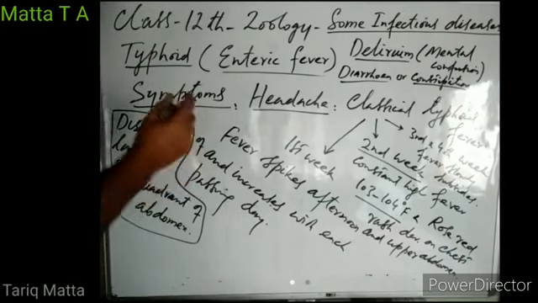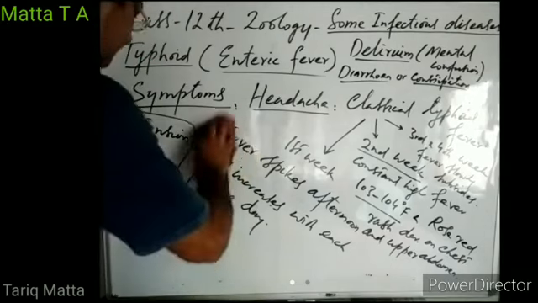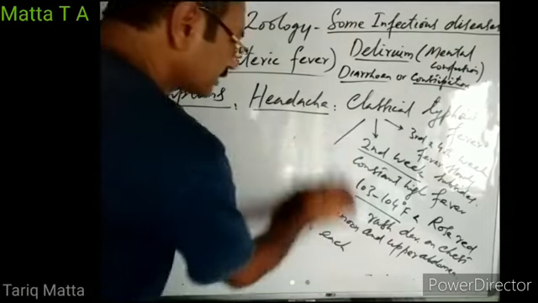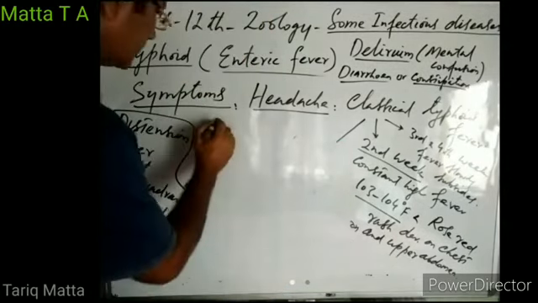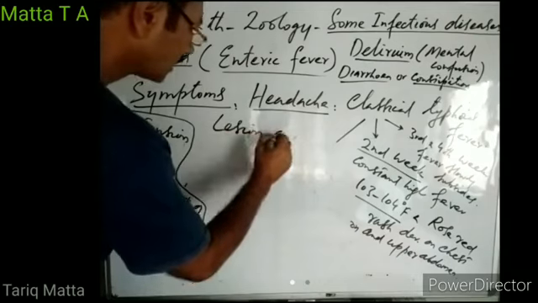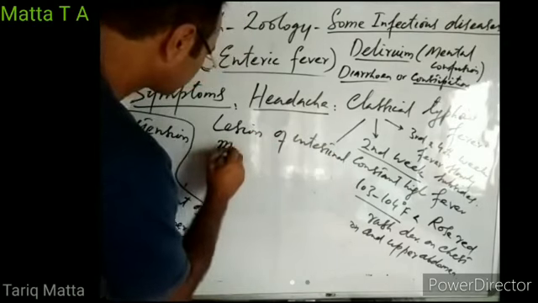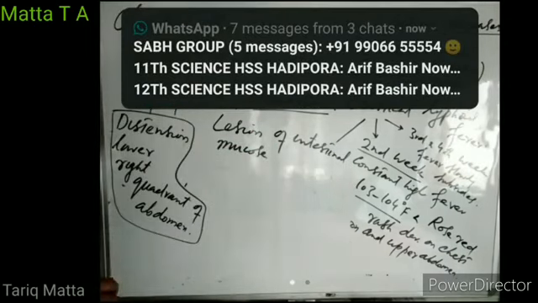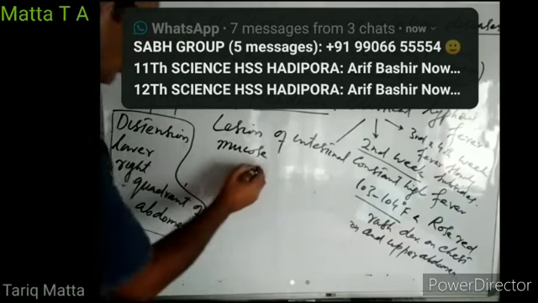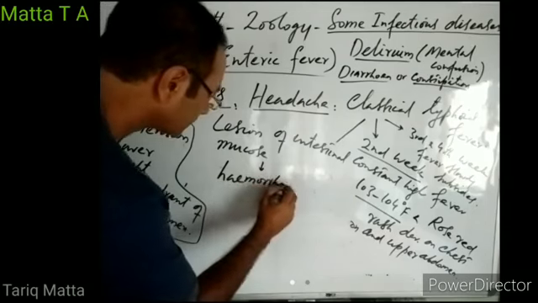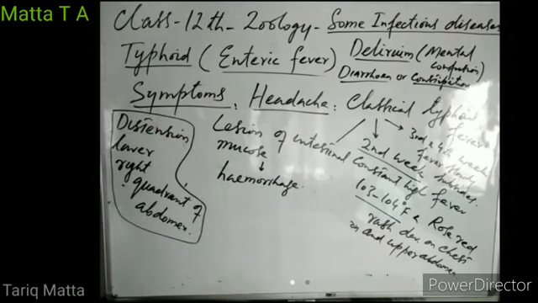In addition to this, the person suffers damage to his intestines. These bacteria cause lesions of the intestinal mucosa. They erode the intestinal mucosa by their enzymes, right? And this causes hemorrhage, and the person may experience blood in his stools.